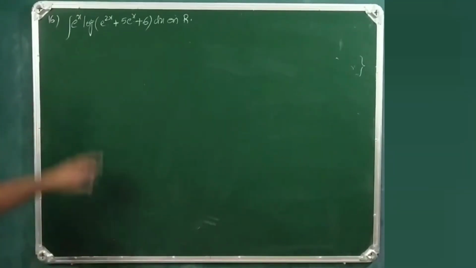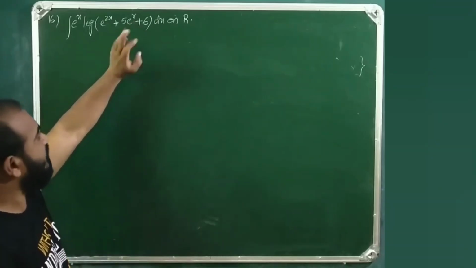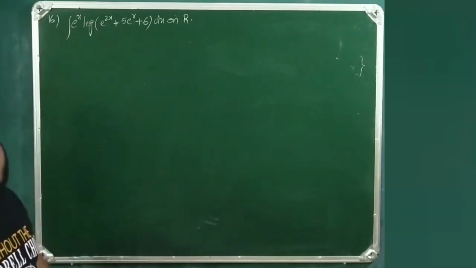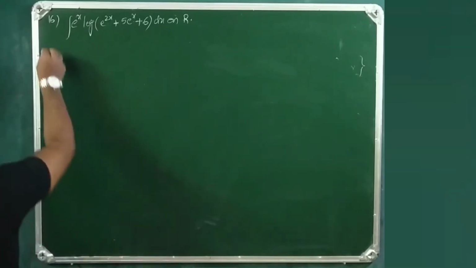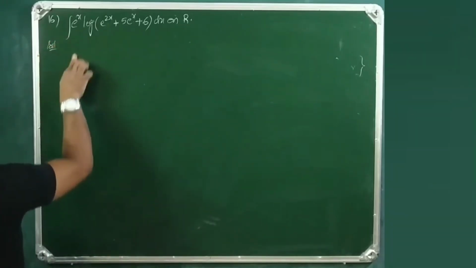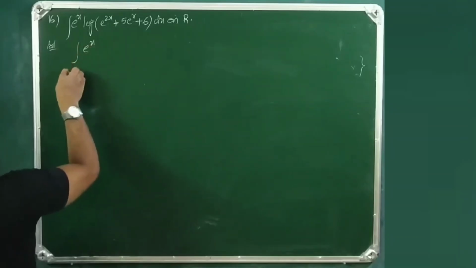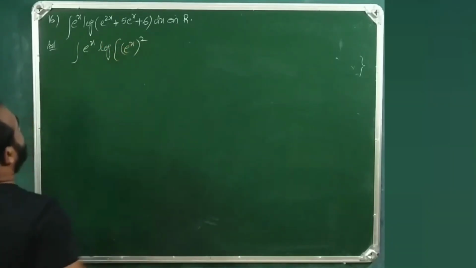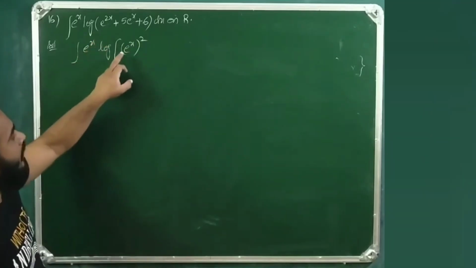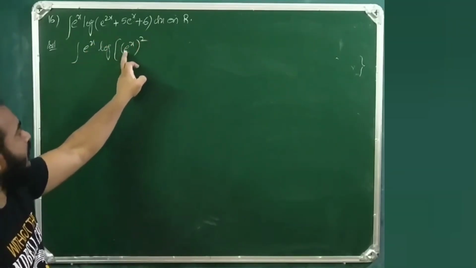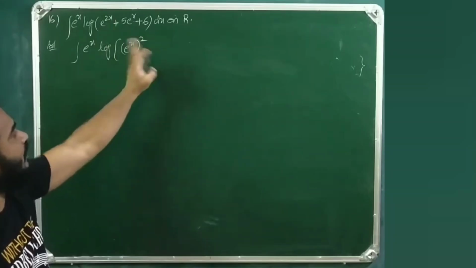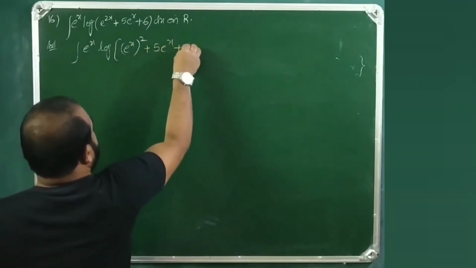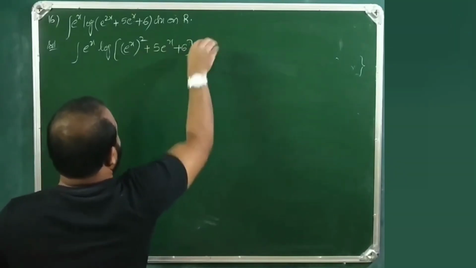Next, integral e power x into log of e power 2x plus 5 e power x plus 6 dx. So here let us take e power x as t. First let us rewrite it as integral e power x into log, this is e power x whole square, since a power m whole power n is a power mn. So e power 2x we have written as this, plus 5 e power x plus 6 dx.